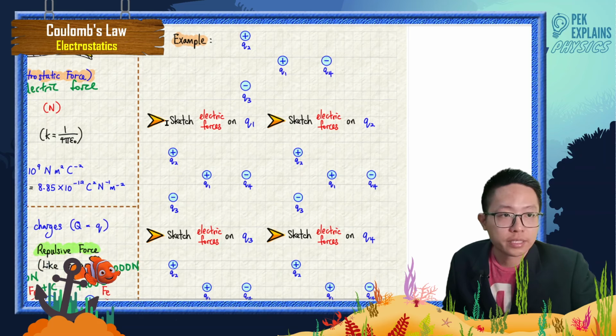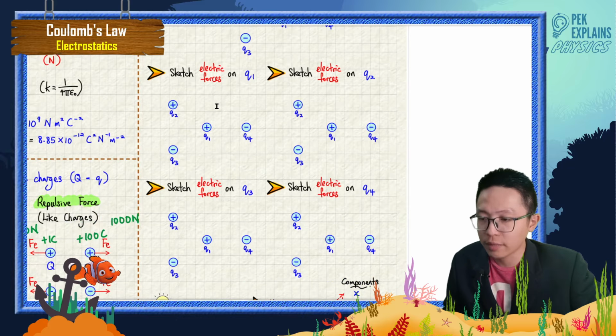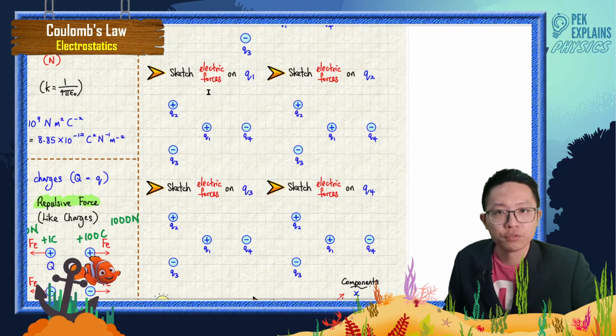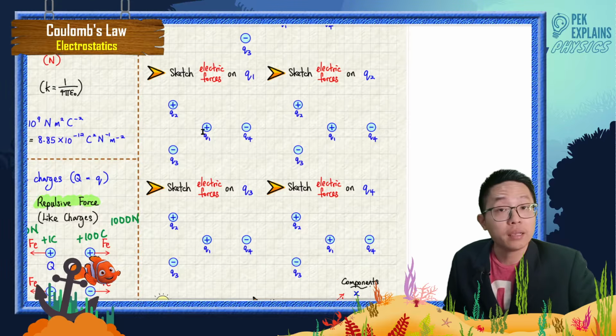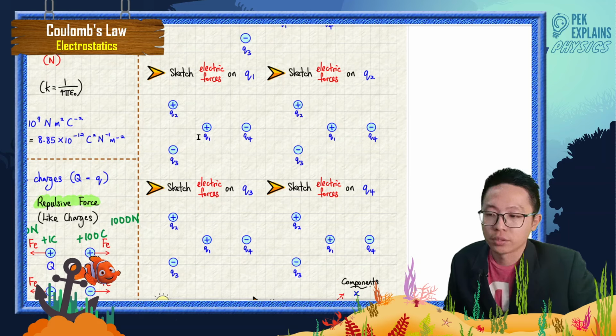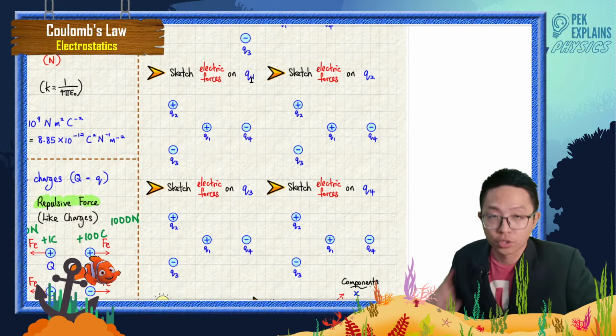Now, sketch the electric force on Q1. On Q1 only. So how? Remember, for force, you need to look at both charges. If same sign, they repel each other. If opposite sign, they attract each other. Let us begin. Between Q1 and Q2, they are same sign, so they repel each other. Like charges repel each other. So only draw the force on Q1.